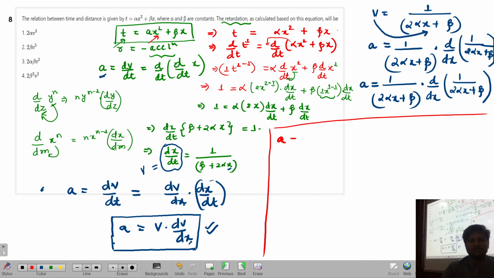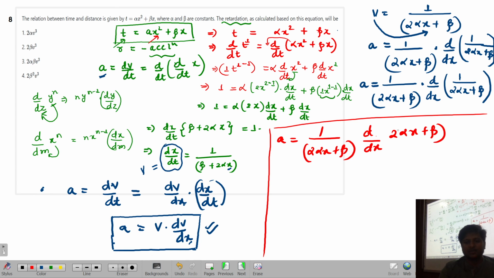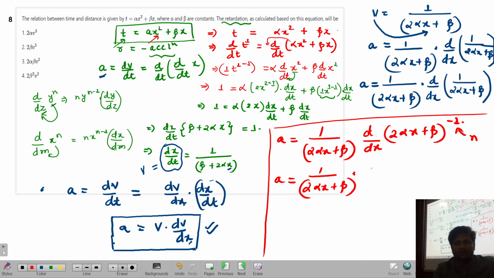Okay, so see this. Again, I will apply the trick. Alpha is equal to 1 by 2 alpha x plus beta. Now look over here. I can write this as d by dx of twice of alpha x plus beta to the power of minus 1. Can I write it this way or not? It has become easy, as you can consider n to be equal to minus 1. What you will get? Acceleration is equal to 1 by twice of alpha x plus beta, and this term will be minus 1, n is minus 1, twice of... okay. I'm doing it in the next phase, because I want to do it clearly.